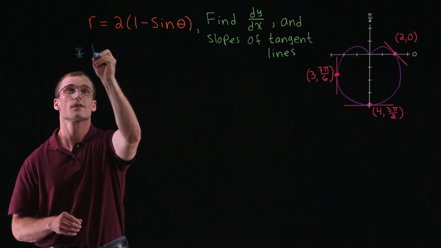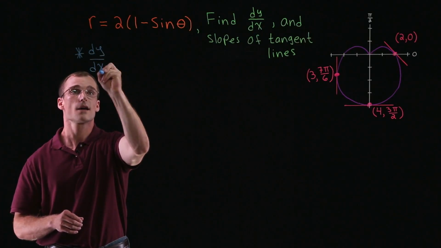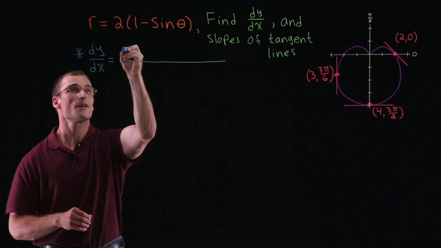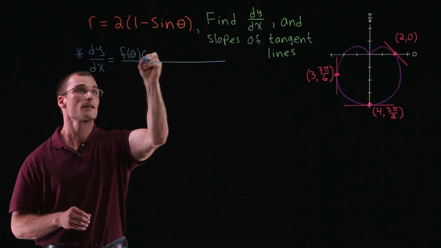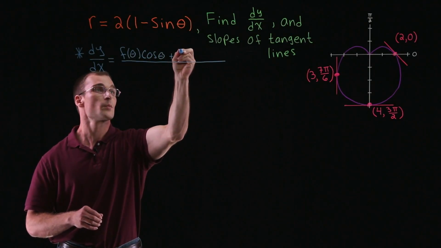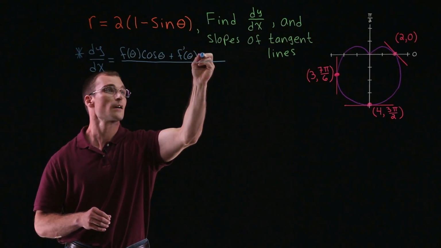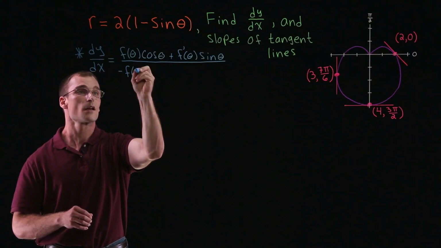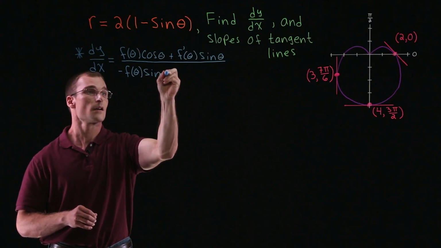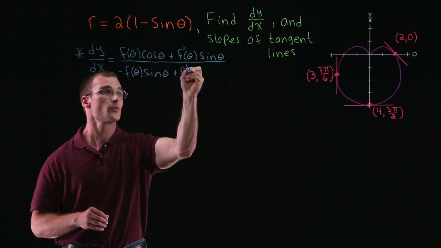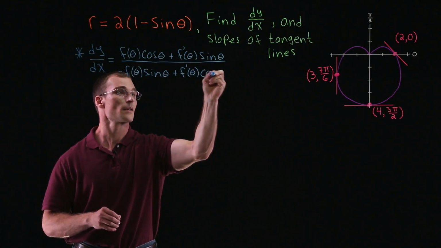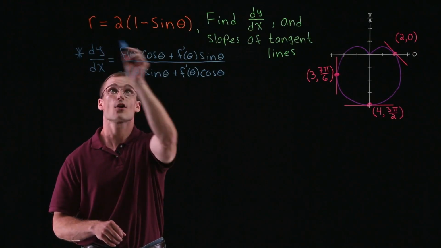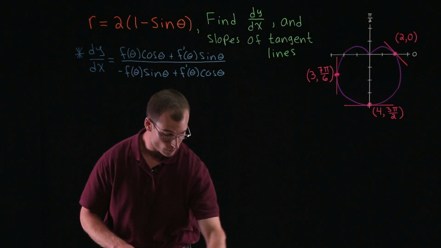So the polar form of our derivative, dy/dx, we know is given by this long fraction: f of theta times cosine theta plus f prime of theta times sine of theta, divided by negative f of theta times sine of theta plus f prime of theta times cosine of theta. Where f of theta is our r, right?